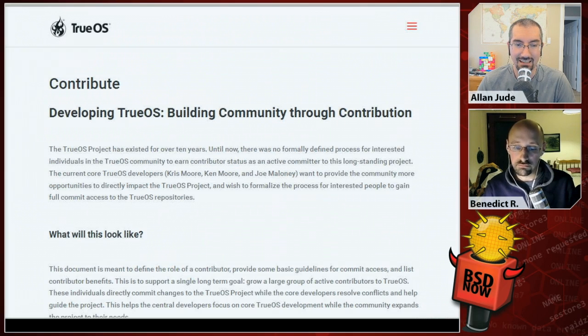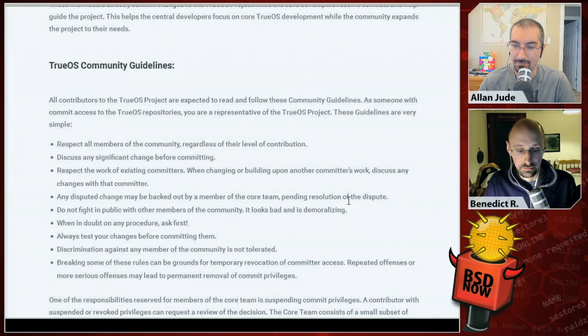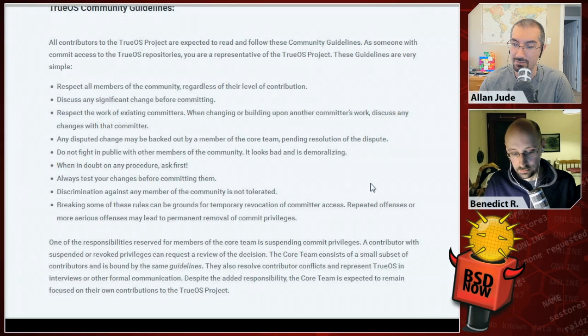So they've replaced the malevolent dictator model with a core team. TrueOS now has a core team that consists of Chris Moore, Ken Moore, and Joe Maloney. They want to provide the community more opportunities to directly impact the TrueOS project, and they wish to formalize the process of interested people being able to gain full access to the repo. It describes what's expected of community members, respecting all the members of the community regardless of the level of contribution. And if there's a change that's disputed, it'll be backed out by the core team until the resolution, and then it'll be recommitted or not.